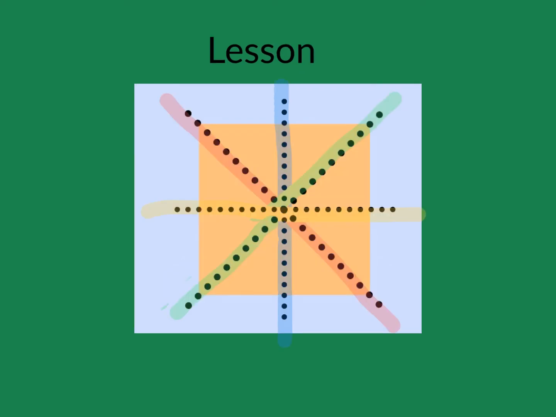In this lesson, we have the lines of symmetry for a square. There are 4 lines of symmetry. I highlighted them red, blue, green, and yellow. For this line of symmetry, there's a left and a right, and the left can be folded over the right.